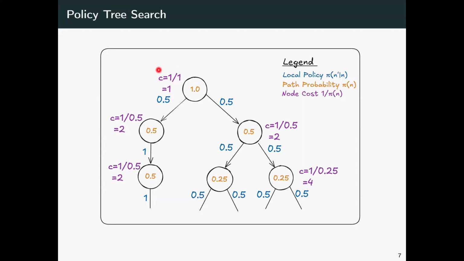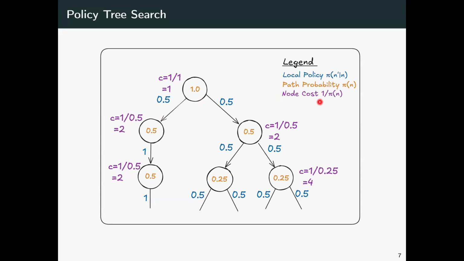The colors might be a bit hard to see, but the number inside the node is the path probability for that node, so that's pi of n. The blue on the arrows is going to be our local probabilities. This is what maybe you get from your policy network. And to generate the value inside the node, you just multiply the blue local probabilities from the node up to the root. And then in purple here, we have the cost function.